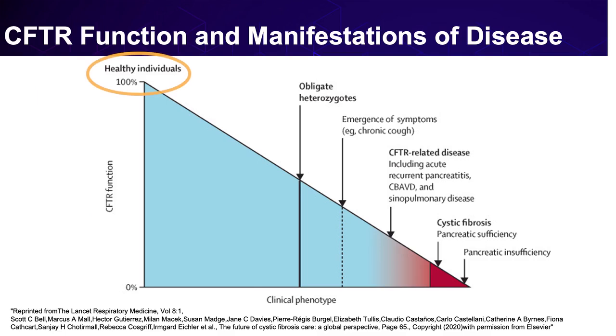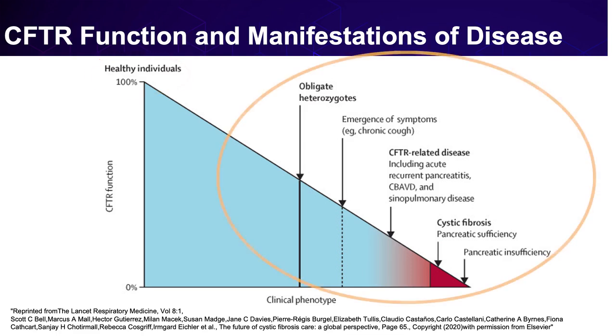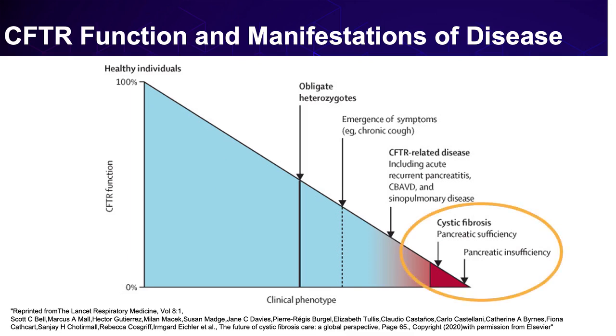So when you have 100% CFTR function, as in a normal person, you see that there is no sign or symptom of cystic fibrosis. On the other hand, as your CFTR function decreases, you have more and more symptoms of the disease. So by the time you have almost no CFTR function, you see what we typically think of in people with cystic fibrosis, both lung disease and pancreatic disease.